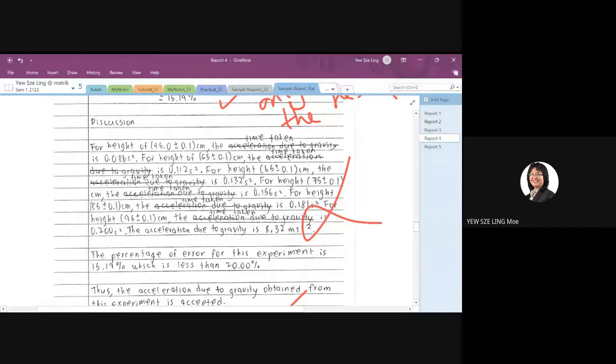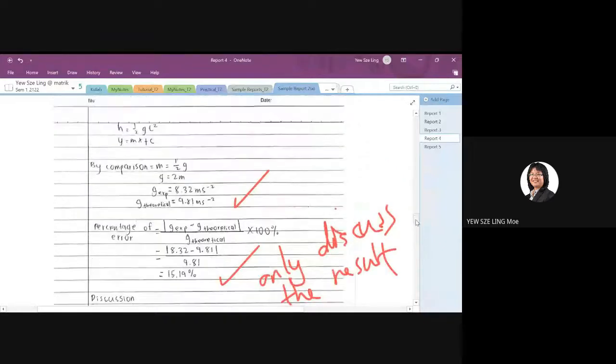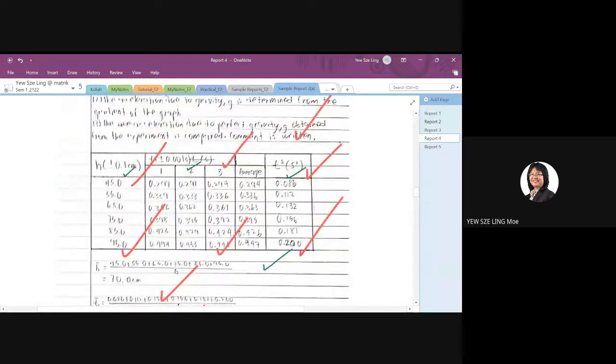You don't have to mention the value for every height that you measure. In your discussion, you just discuss the result. So what is the result? This is your result, and this is the only thing that you need to discuss in your discussion. You don't discuss every value in this table.